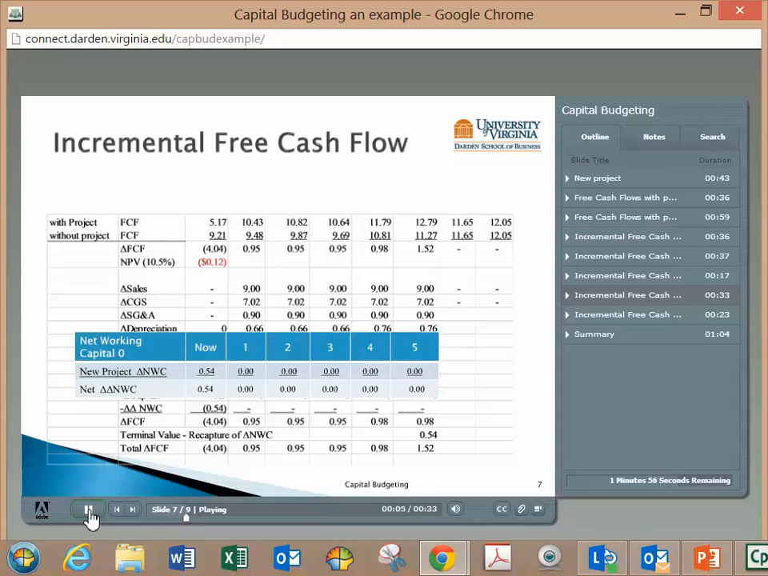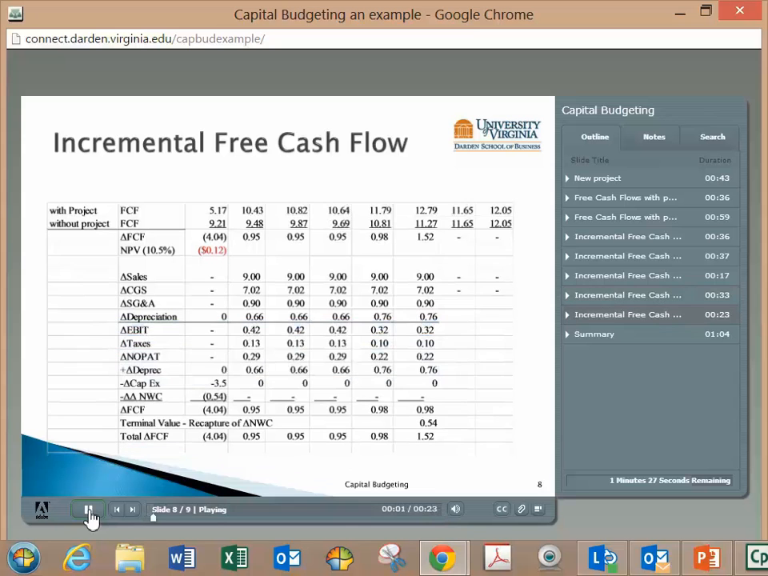However, sometimes it's necessary to go through the process of calculating the change in net working capital for the firm without the project, then calculate the change in net working capital with the new project to accurately estimate the change in net working capital. The key is that we need the incremental change in investment in net working capital. Note that we've added the recapture of the change in net working capital in year 5. The sum of all of this is the change in free cash flow associated with the new project. It is the same as the change in free cash flow that we calculated above.